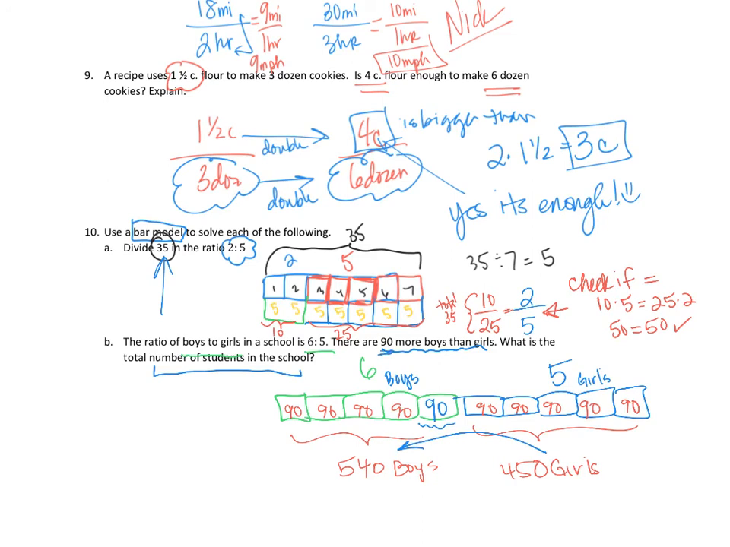The ratio of boys to girls, that's 540 to 450, is supposed to equal 6 to 5, which you can check. And so then that means our total number of students will be the 540 plus the 450, so we're going to have 990 students. And that's it.